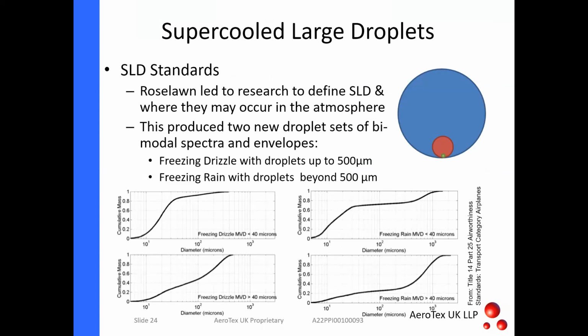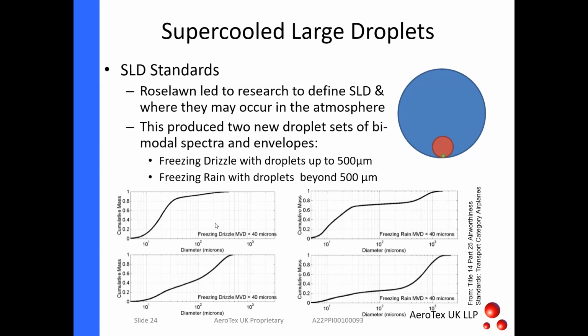So after Roselawn, quite a lot of research was done to look at SLD and where they might occur in the atmosphere. To give you an illustration of the relative size, the green dot would represent the typical Appendix C icing. Then there were two other regimes that were developed: the freezing drizzle, represented by the red spot, and then the freezing rain, which has much larger droplets.